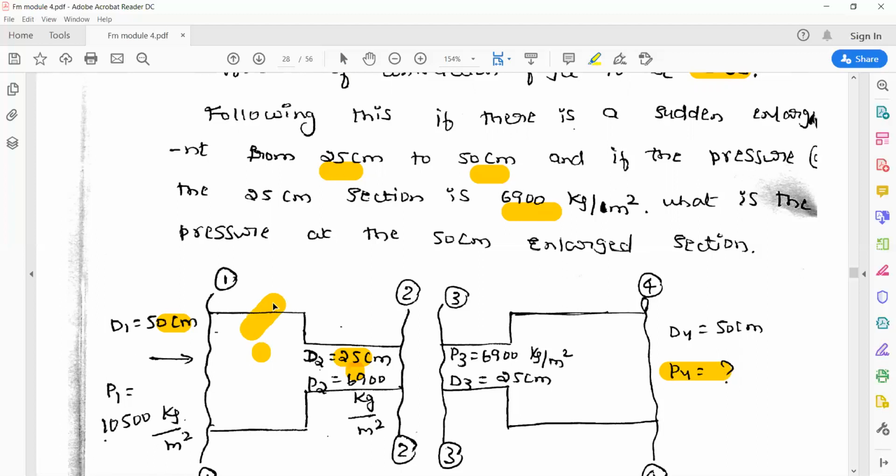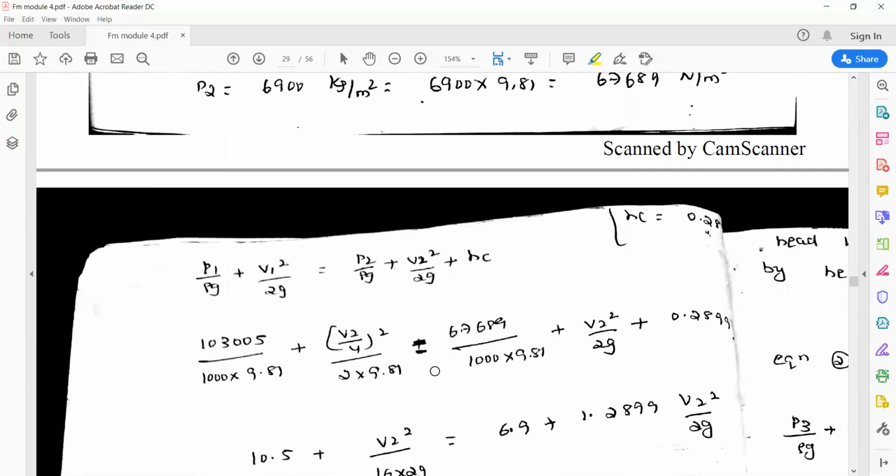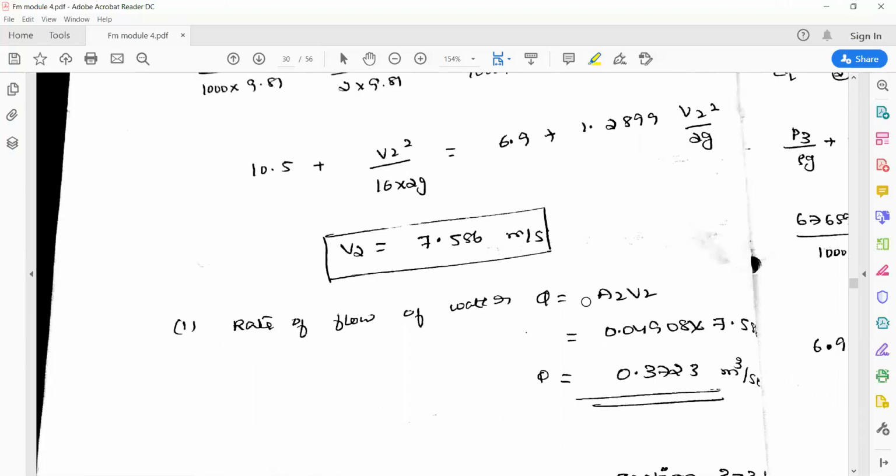In the first condition, you need to calculate the value of Q. In the second condition, you need to calculate the value of P4, the pressure at the enlarged section. So first let us calculate the value of Q. We know the formula to calculate Q. Either we can make use of A1 V1 or A2 V2. Q is equal to A1 V1 or A2 V2. Here they have used A2 V2. A2 is pi d2 square divided by 4, the cross sectional area at section 2. Since you know the diameter, 25 centimeter at section 2, you can do pi d2 square divided by 4.